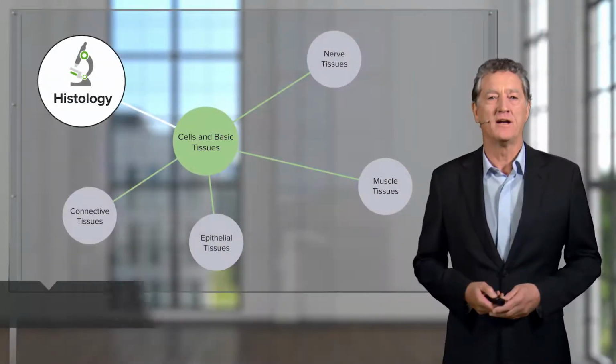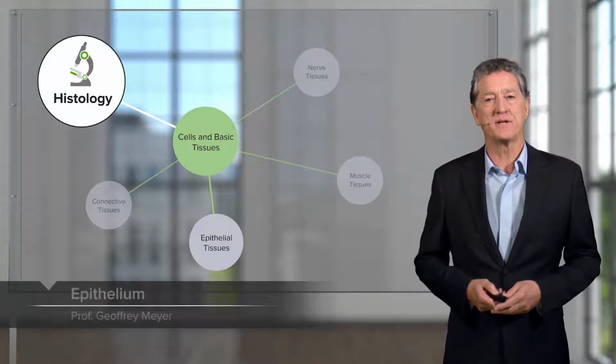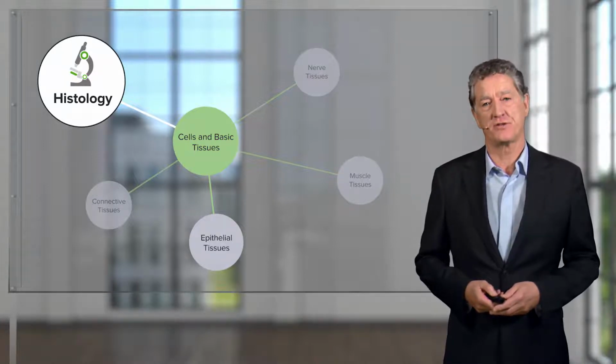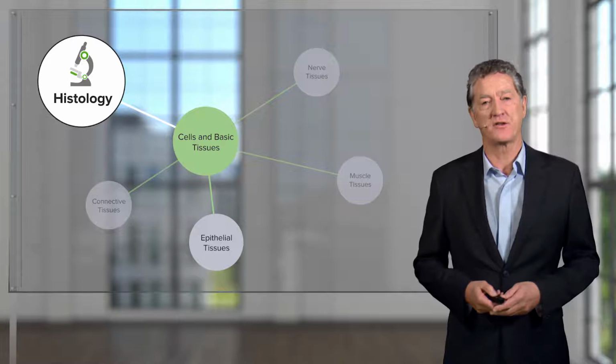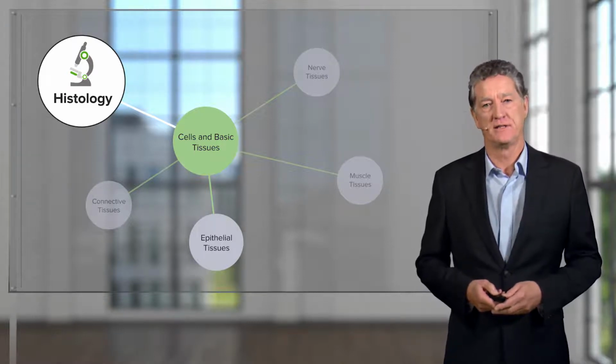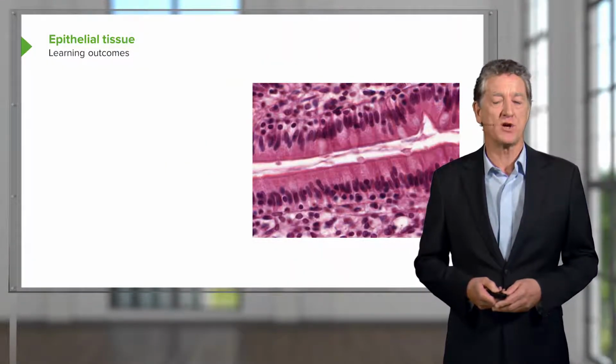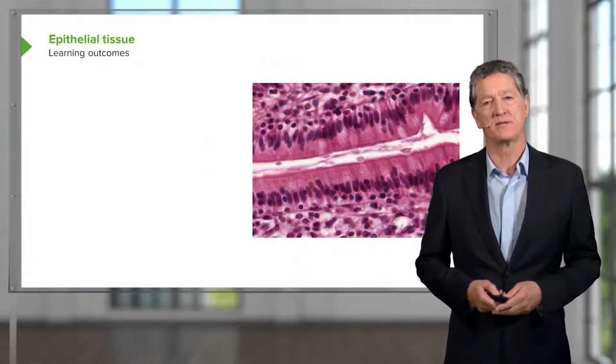In this lecture, I'm going to talk about epithelium. Epithelium is one of the 4 basic tissues of the body. The other 3 are connective tissues, muscle and nerve. Epithelium is very important to understand because it's located in most organs of the body.